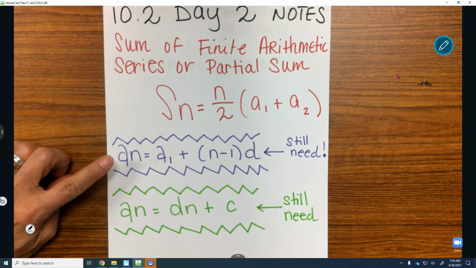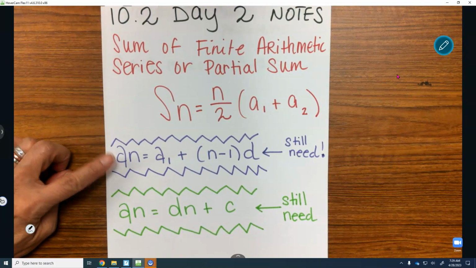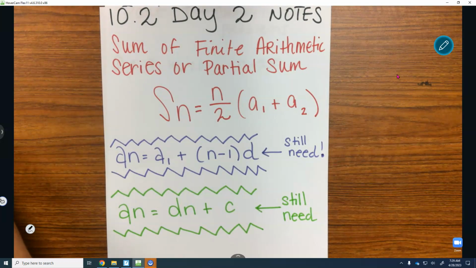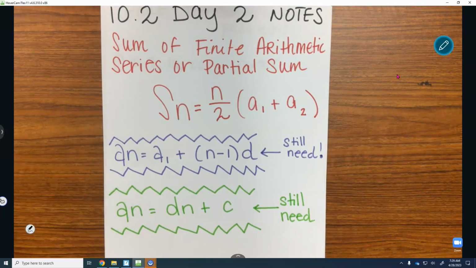So the one in purple, guys, that's called just an arithmetic formula to find the nth term. This is not recursive. It is not explicit. It's just to find the arithmetic formula or the next term in a sequence. This down here, this is called explicit, and you're going to need both of these for today's problems.